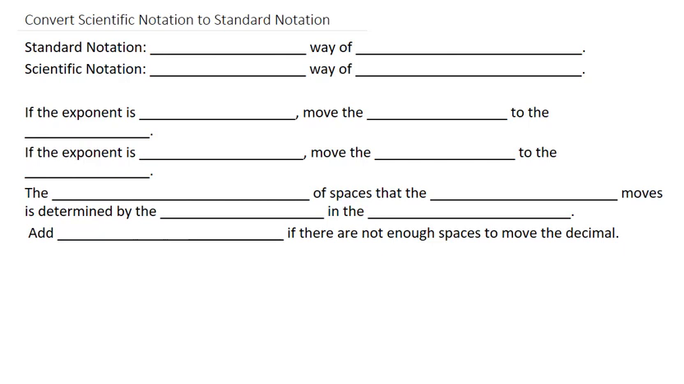Convert scientific notation to standard notation. Standard notation is the normal way of writing numbers. The scientific notation is the shortened way of writing numbers.